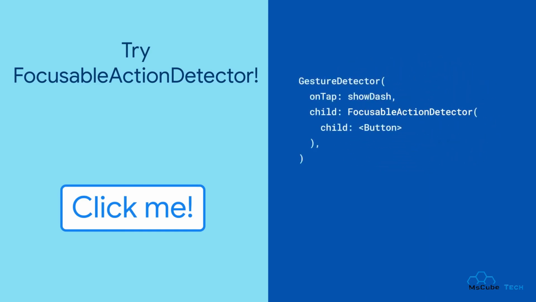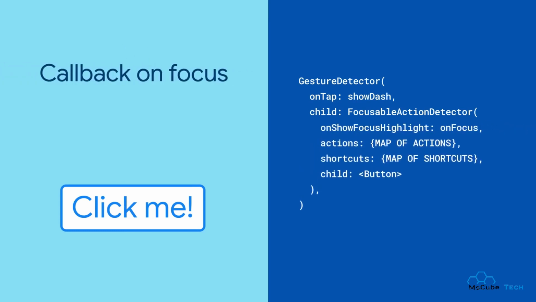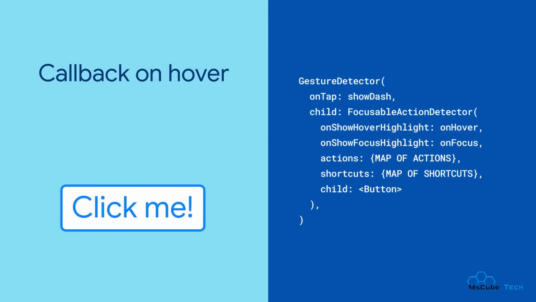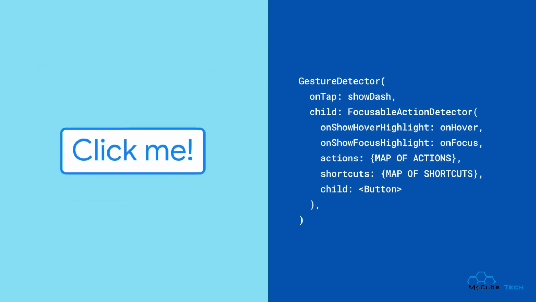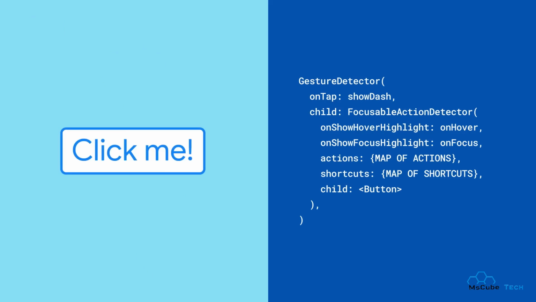Instead of nesting all 4 widgets, replace it entirely with Focusable Action Detector. Give the Focusable Action Detector the same information that you passed to the previous widgets: the map of shortcuts, map of actions, a callback for focus changes, and finally a callback for hover changes. There you have it, a focusable button with hover effects and keyboard shortcuts. All the functionality you want without having to make sure that you're manually nesting 4 different widgets together in the right order.